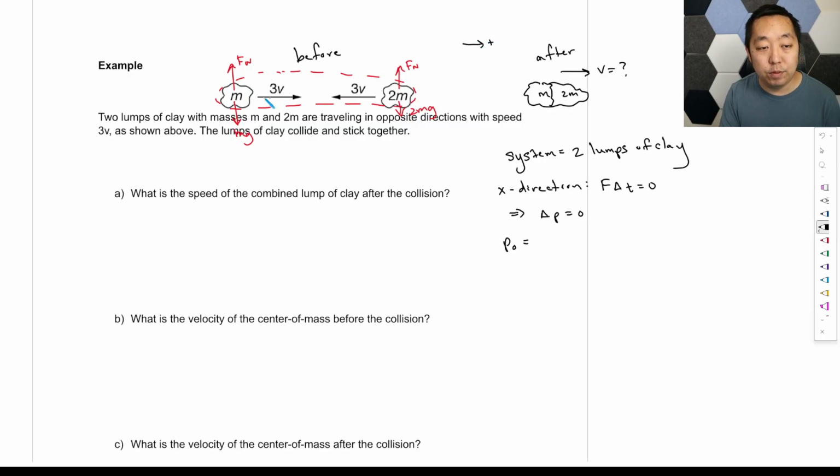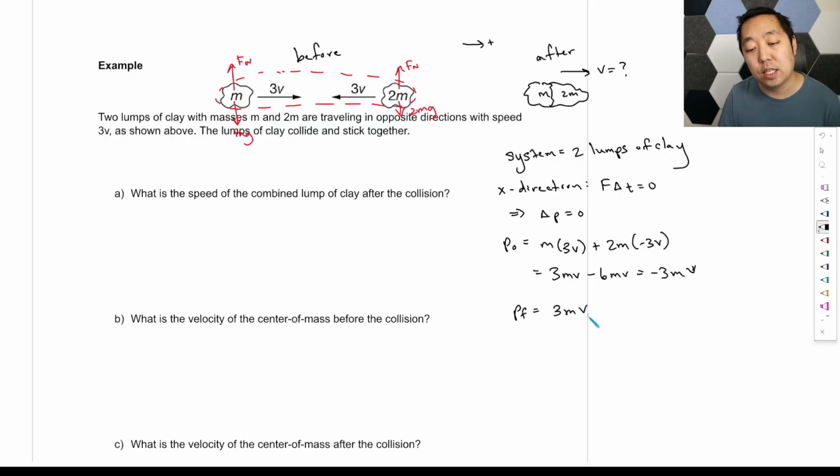So we take the momentum of this guy, which is m times 3v, and then you have the 2m mass, and his momentum is 2m times negative 3v. Why negative 3v? Because it's going left, and left is the negative direction. Because they're vectors, we've got to treat them like vectors. So this is 3mv minus 6mv, and that's negative 3mv. Now the final momentum: they're moving together with some unknown speed, so it's 3m times some final velocity.